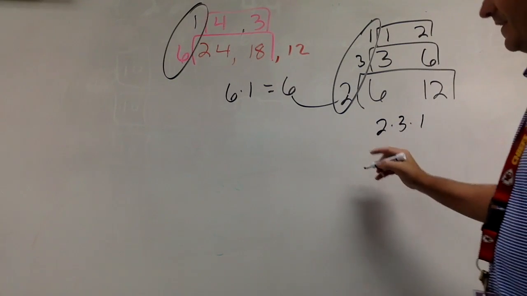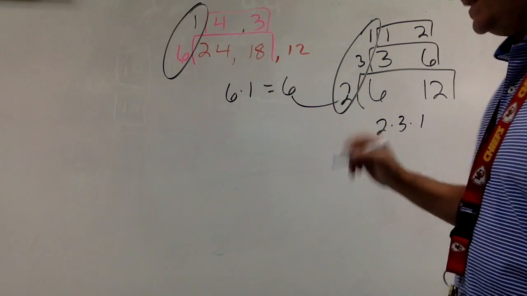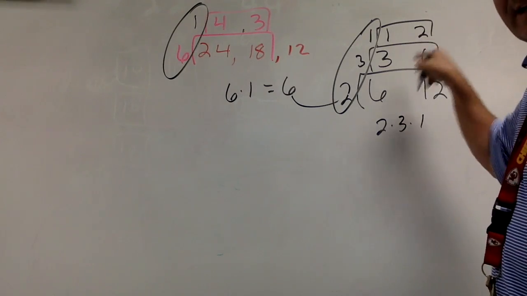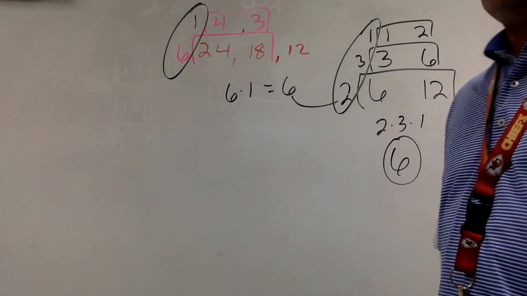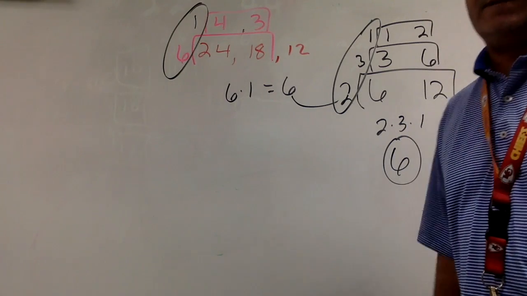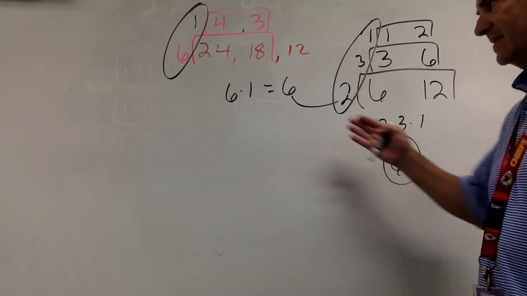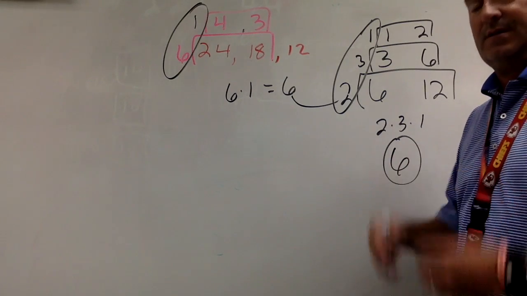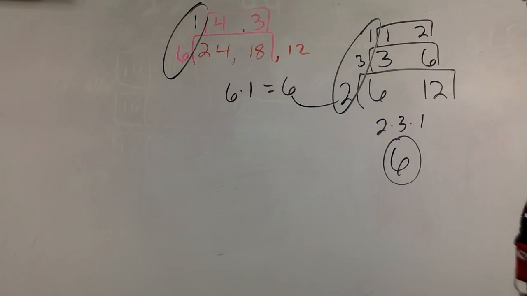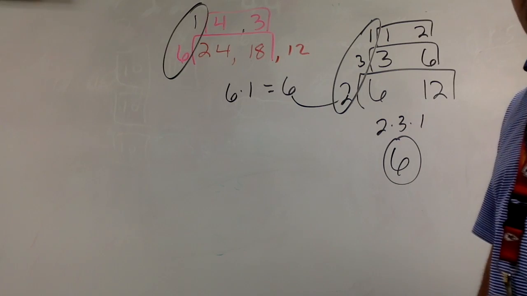The greatest common factor of 24, 18, and 12 is the answer to the second cake. Happens to be 6. Now some of you are going, well, that was the answer to the first cake. That's just a coincidence. The number can stay the same. It can go up. It can go down. Oh, it can't go up. It can go down. Okay? Does everybody understand? Everybody good?